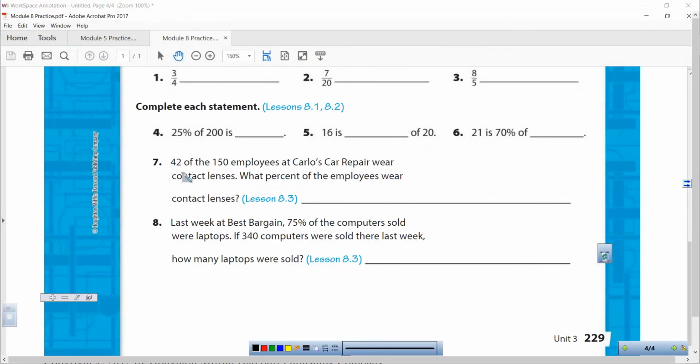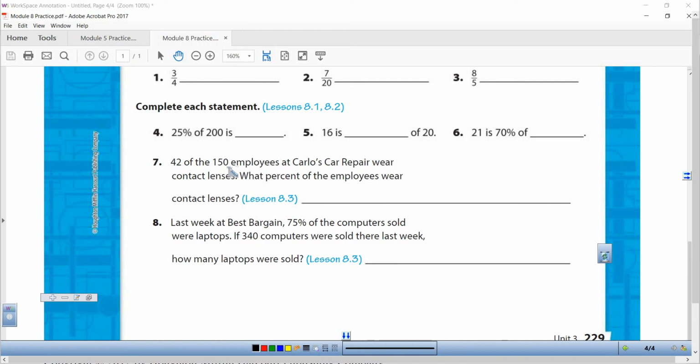All right, here we go. It says 42 of the 150 employees at Carlos Car Repair wear contact lenses. What percent wear contact lenses? So again, 42 of 150. So this is our part, right? That's the part that wears glasses. This is the whole, and we want to know what percent that is over 100, because percent always goes over 100.